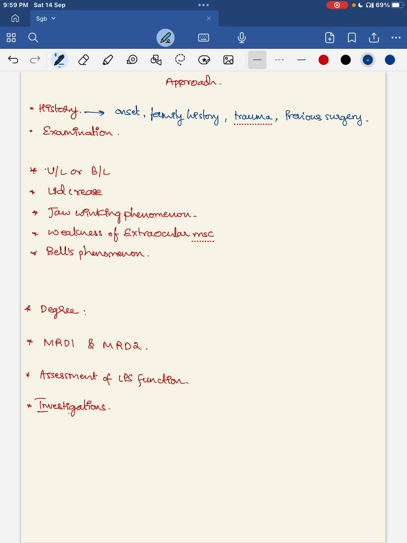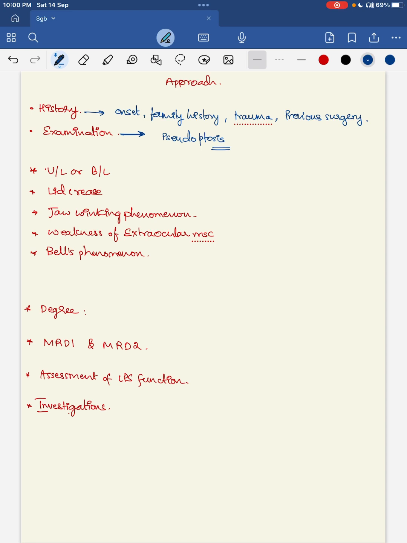Examination. We will have to examine whether it is unilateral or bilateral, and measure the MRDs. We have to measure the ptosis distance, the amount of ptosis. But first, we have to rule out pseudoptosis. Pseudoptosis means there is no actual lid pathology in it. Let's take an example and talk.